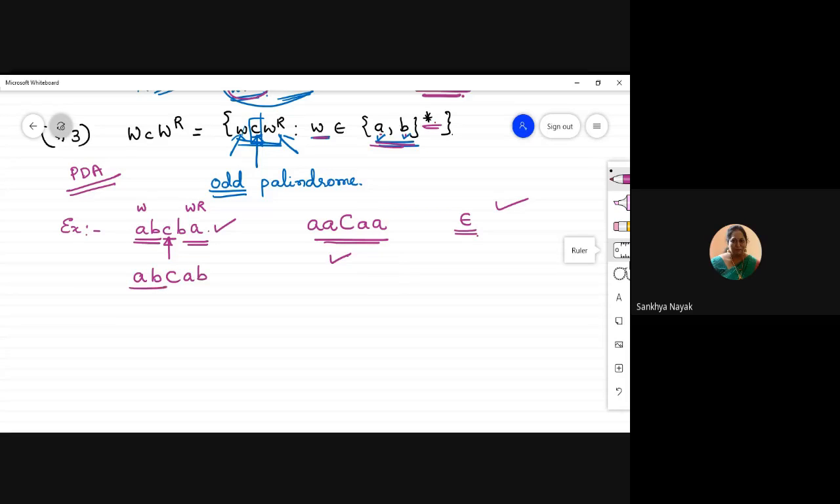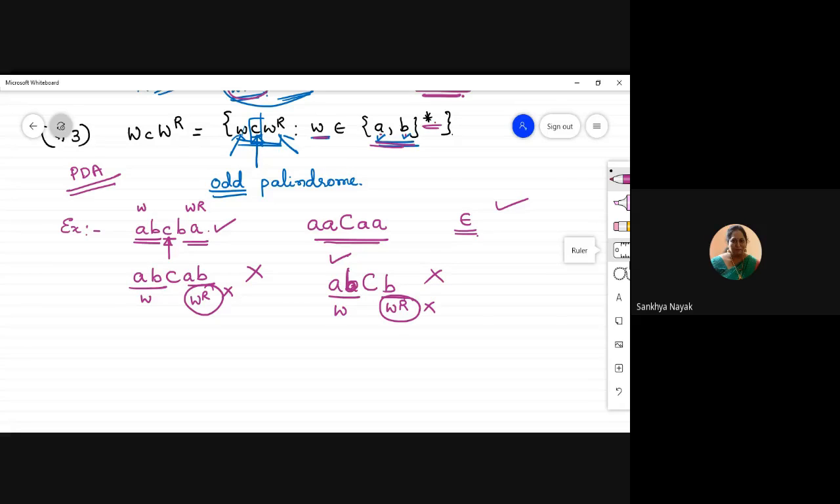And what should be rejected? AB should be rejected because this is W, but this is not WR. So this should be rejected. Okay. It should also reject, let us say, AB and B. They don't match at all. The lengths don't match. So this is W and this is not WR. So this should be rejected.